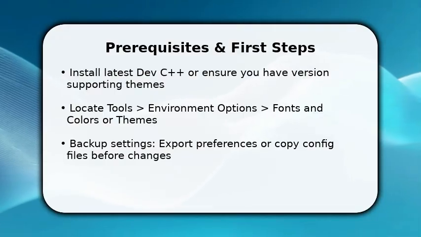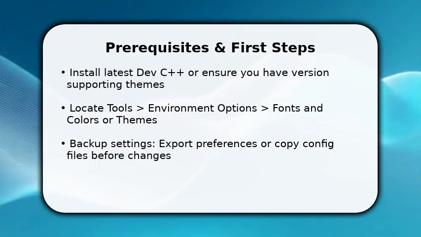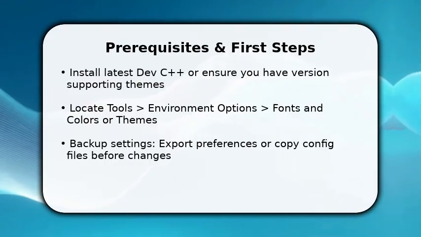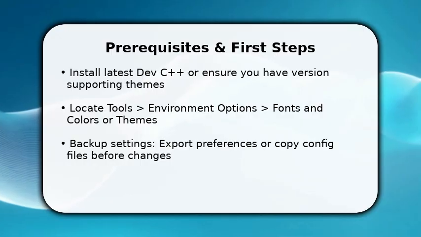You start by confirming Dev C++ supports theming and backing up settings. This prevents lost preferences. Open Dev C++, then go straight to Tools, Environment options. Once there, choose Fonts and Colors or Themes. That's the first actionable panel.